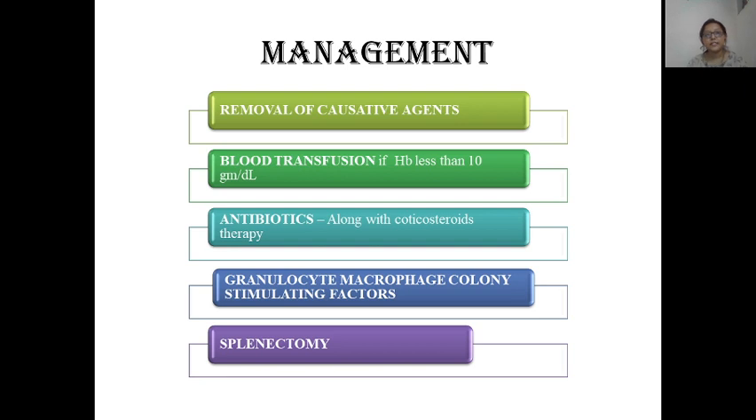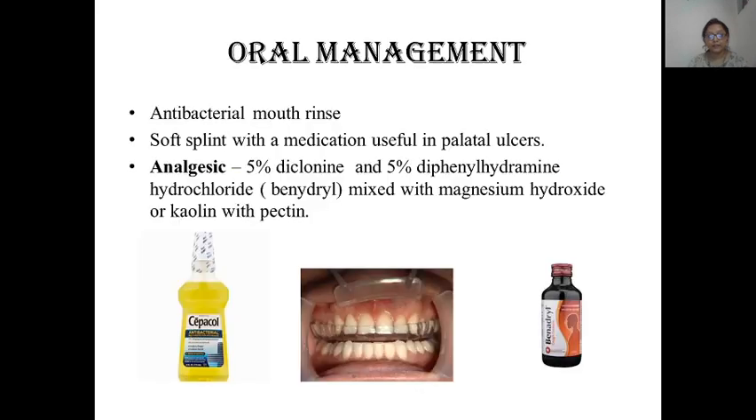Now the management is the removal of the causative agents. Blood transfusion should be done if the hemoglobin level is less than 10 gram per dl. Antibiotics along with corticosteroid therapy should be given. Granulocyte macrophage colony stimulating factors can also be given, and splenectomy is advisable only when the stage is not high.